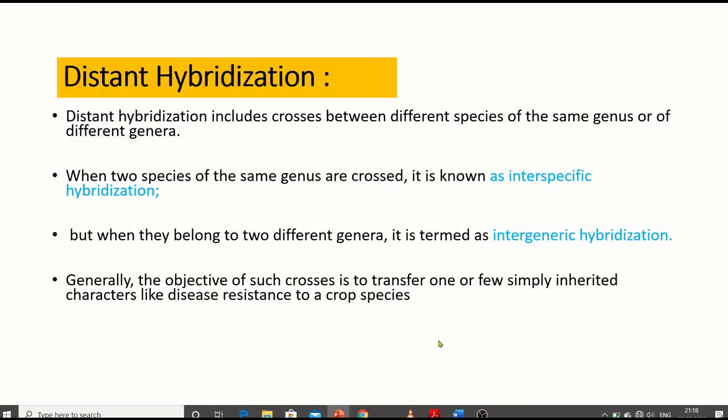Okay, and next is distant hybridization. So what is distant hybridization? Crossing between plants belonging to two different species or two different genera. It is usually called interspecific or intergeneric. If the two parents which are going to cross are from two different species, it will be called interspecific, and if from two different genera, it will be called intergeneric.